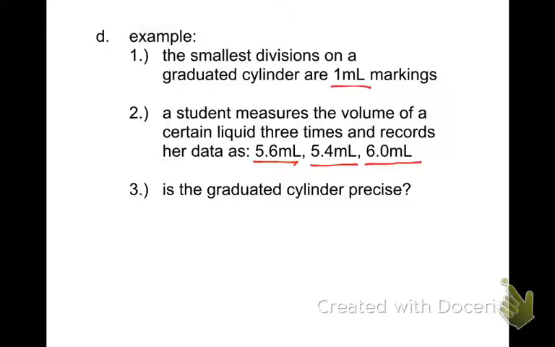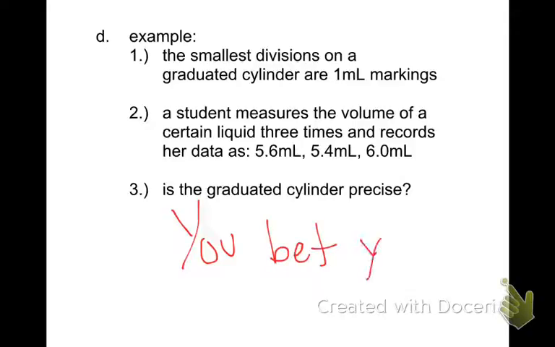But what you want to look at are the smallest divisions. So the numbers here that we're focusing on are in the ones place. Does that vary? So 5, 5, and 6. Does that vary by more than 1 milliliter? And the answer to that is no. So, is this graduated cylinder precise? You betcha. It absolutely is.